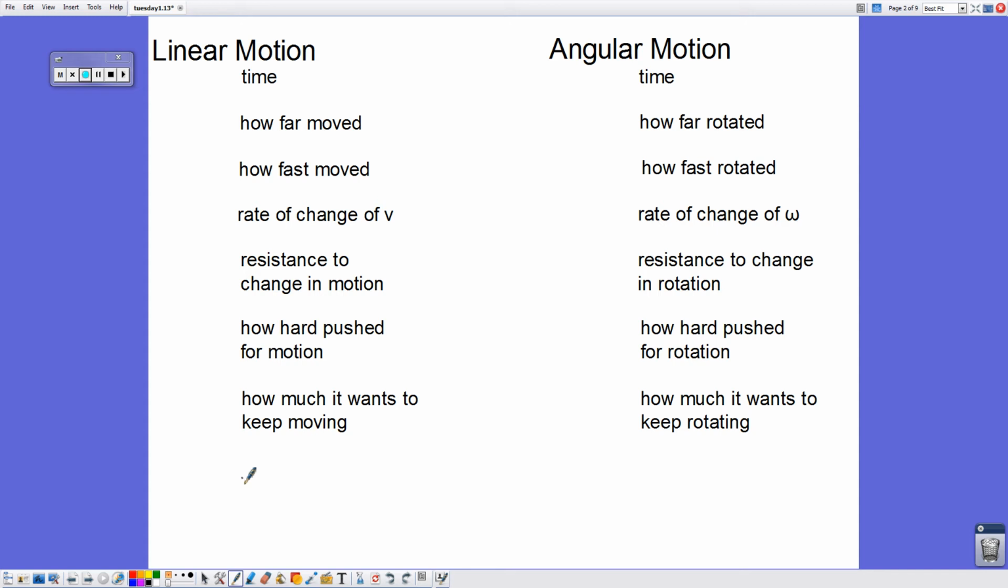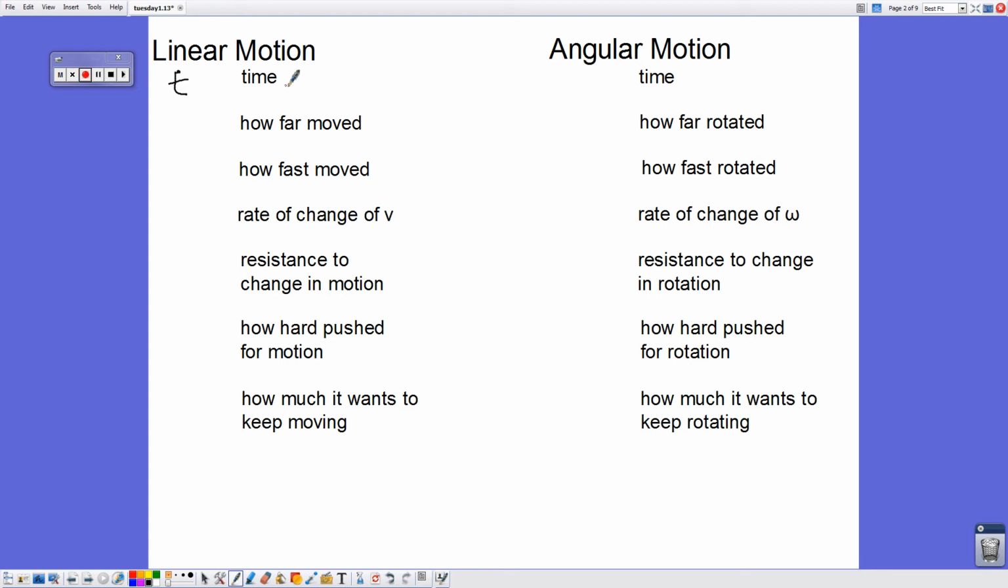Now, also on this list, of course, is energy. I took it off the list because energy is pretty much the same regardless of it being linear or angular. And we're not going to be doing any angular energy, so don't worry about it. Now, time.